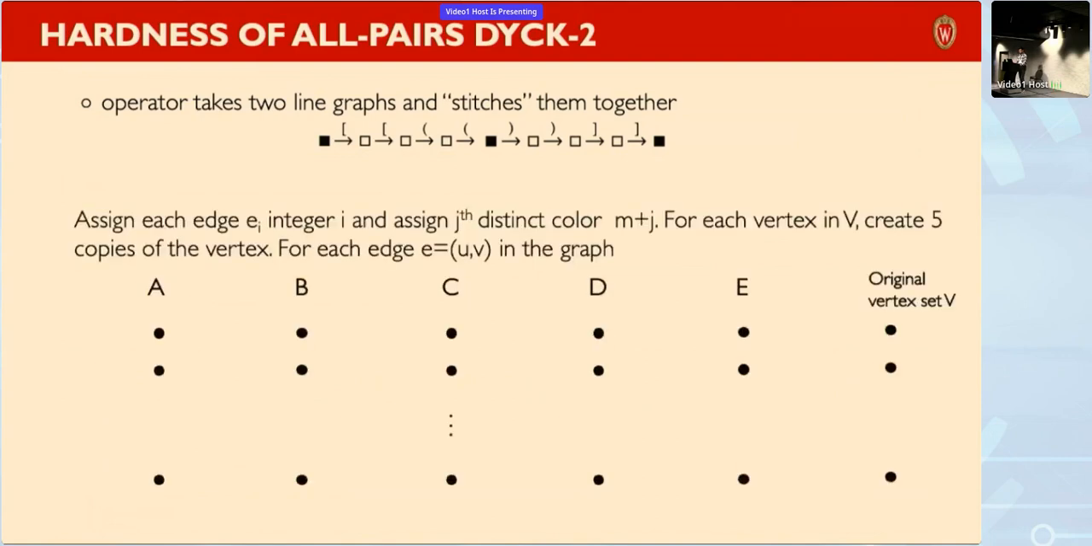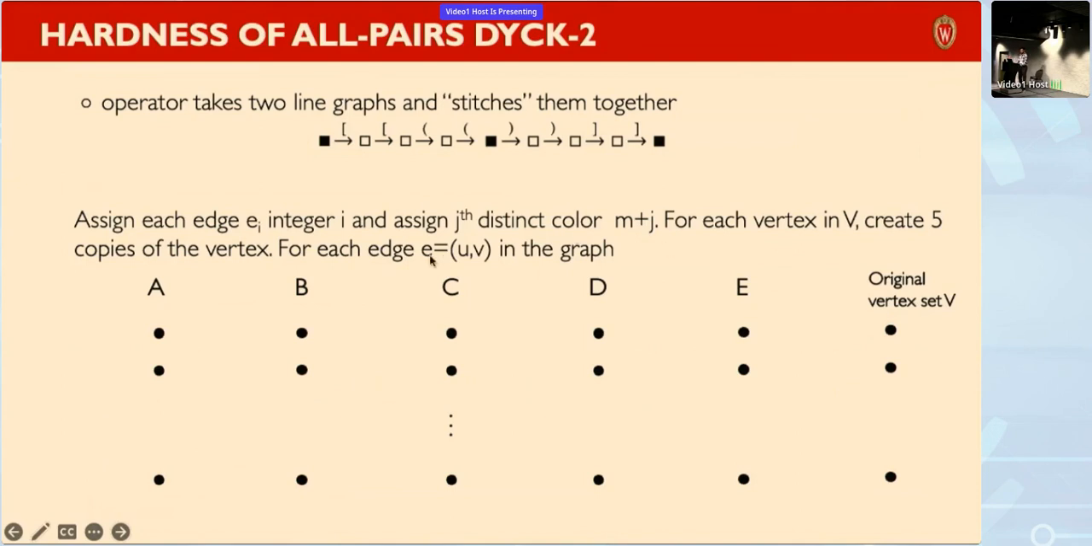So how does the reduction work? It works in the following way. I have my original vertex set V. I will create 5 copies of this vertex set, A, B, C, D, E. Each edge is assigned an integer i, and each color is assigned a distinct integer, which is m plus j. So we're assigning unique integers to all of these things.